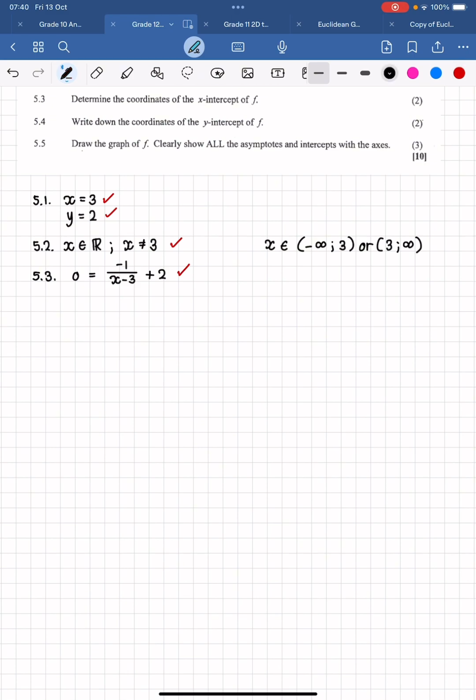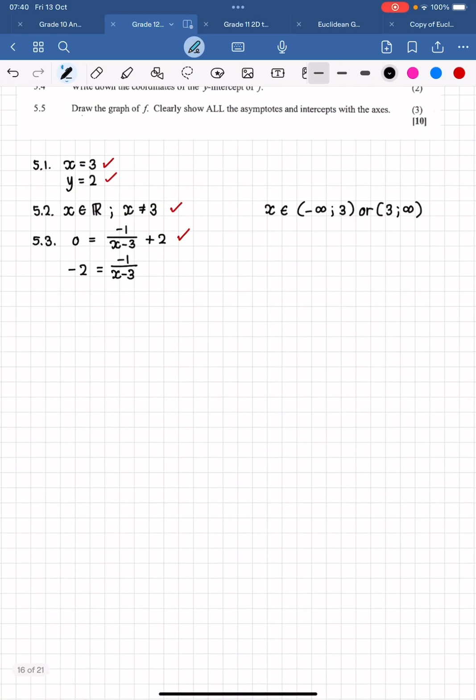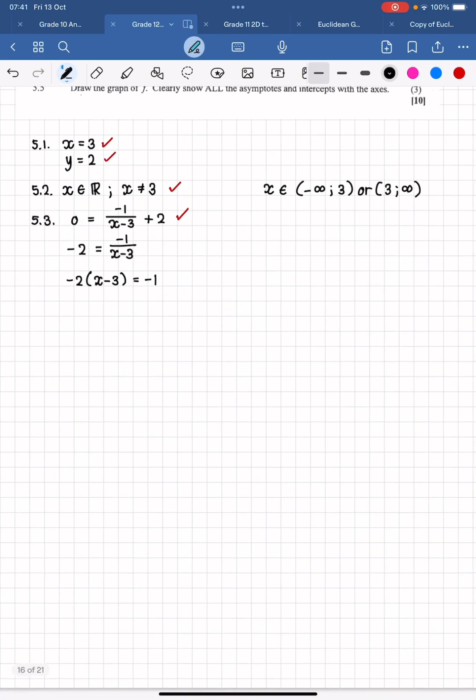Okay, next up, you're going to move that 2 over, so it's going to become negative 2. So you have negative 2 equals negative 1 over x minus 3. Then you have to multiply by that x minus 3, so you're going to have negative 2 bracket x minus 3 equal to negative 1. Now from here, you could either multiply the negative 2 into the bracket, which I think is probably what you guys did. Am I thinking the right thing here? All right, so negative 2x plus 6 is equal to negative 1. Then you would move that 6 over, so you're going to have negative 2x equal to negative 7. So x is then 7 over 2.